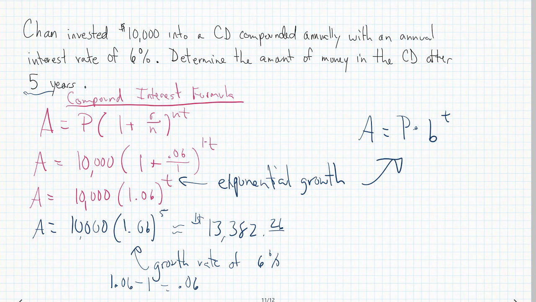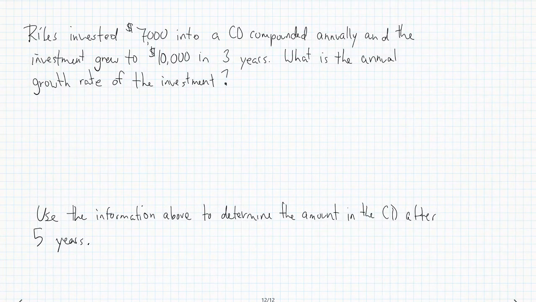And we can keep this in mind to talk about growth rates of populations and things like that. This is very important in spreads of viruses and spreads of bacteria and things along those lines. The same ideas apply. But just to try and tie it back into investments, because we're a little more familiar with that, and then you can get into the other stuff. We have Riles invested $7,000 into a CD compounded annually, and the investment grew to $10,000 in 3 years. What is the annual growth rate of the investment?